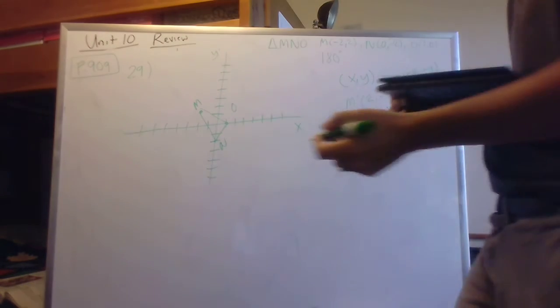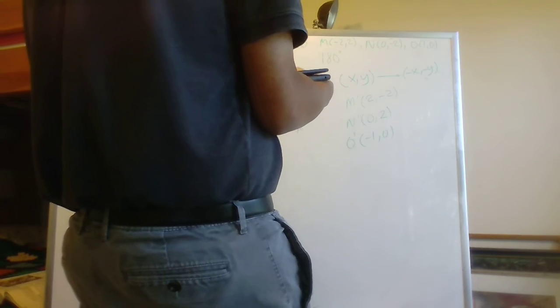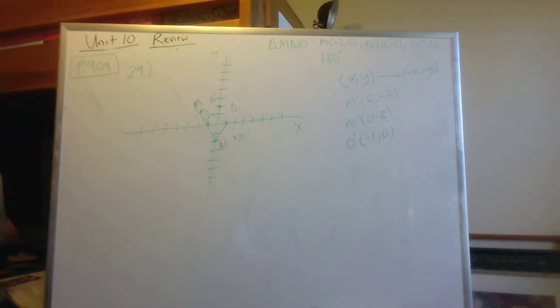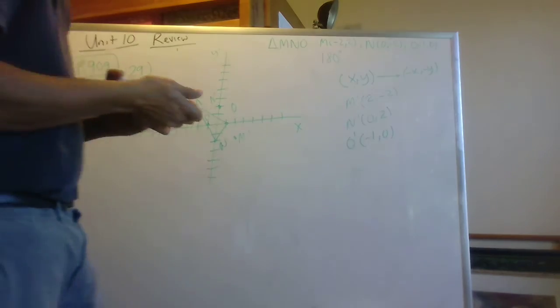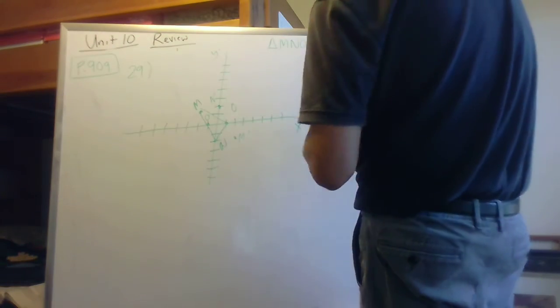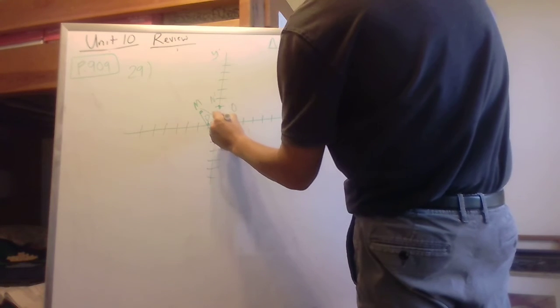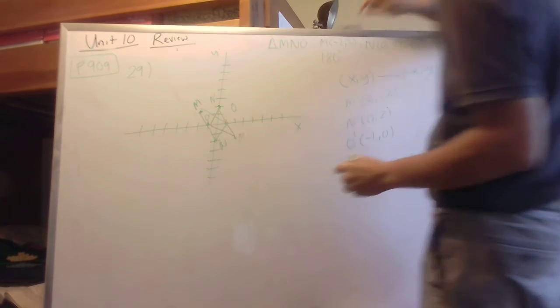And now we're just going to graph that. So M prime is going to be at 2, negative 2. So M prime is right there. N prime is at 0, 2. And O prime is at negative 1, 0. So O prime is right there. I'm going to try to graph this with that black marker, even though it's kind of dying out on me. So after the rotation of 180 degrees, you're going to have the triangle looking like that.